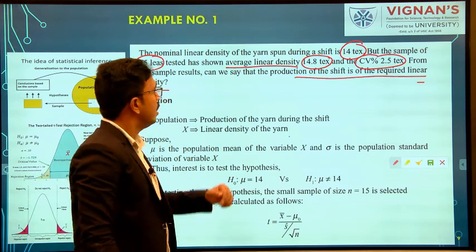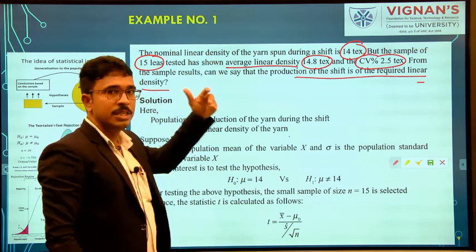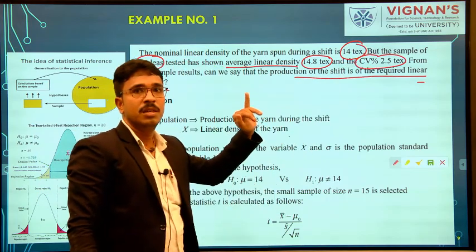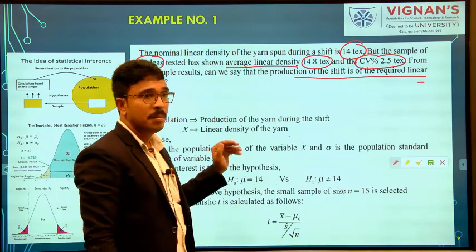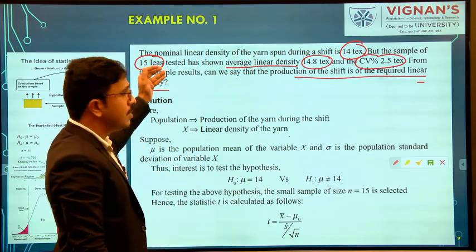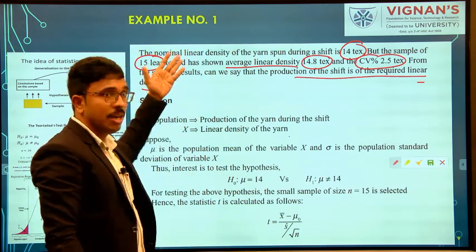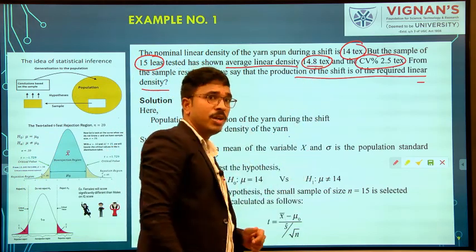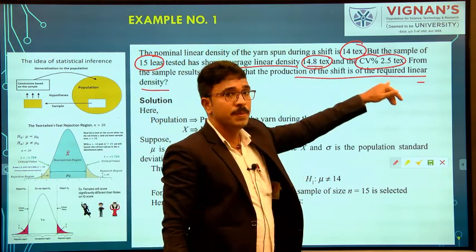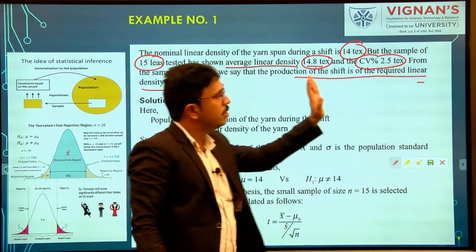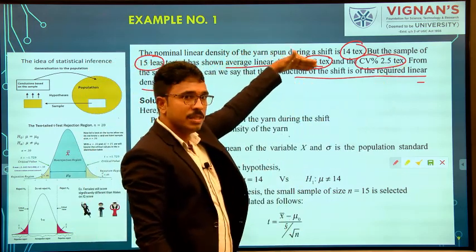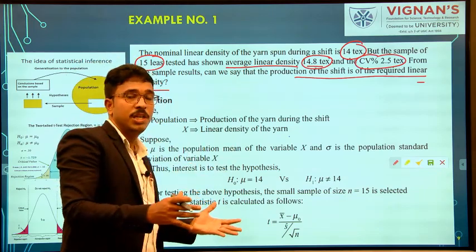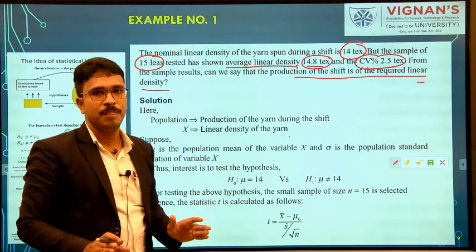That means the population, that is in a shift, we are expecting to produce 14 tex count of yarn, but after the production, 15 samples have been tested, which shows an average linear density of 14.8 and a CV percentage of 2.5%. So from the sample results, can we say that whatever production we have is of the required quality or not?